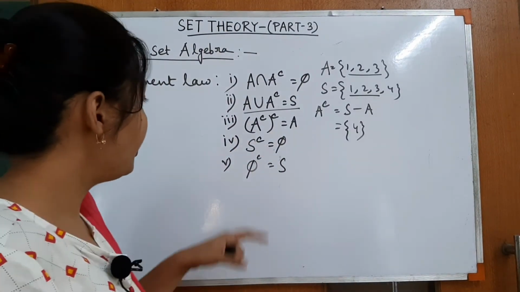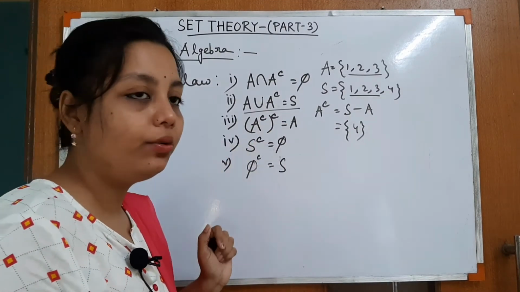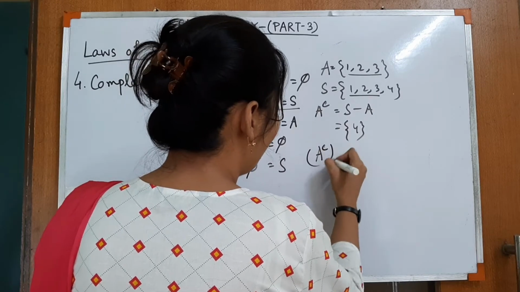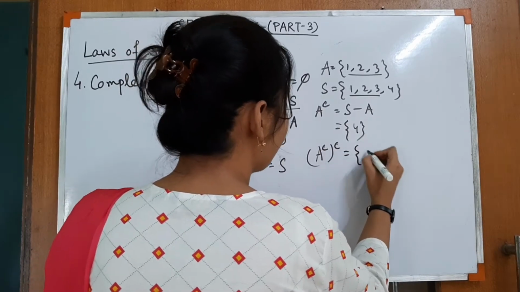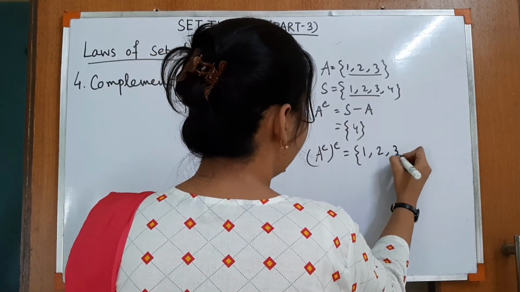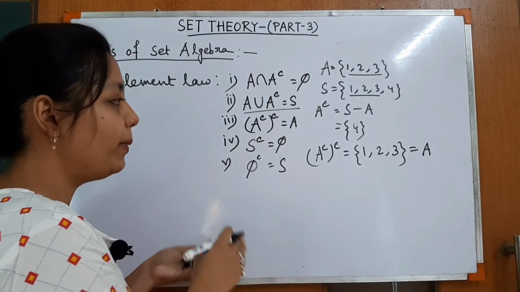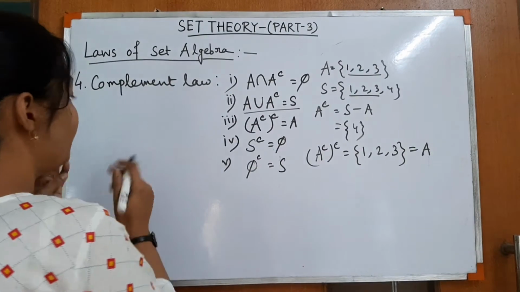Now our next law is A complement whole complement equal to A. Here A complement is 4, and A complement whole complement is 1, 2 and 3, which is equal to A. So A complement whole complement equal to A satisfies this complement law.